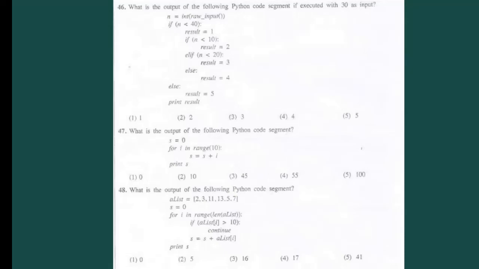Next one. What is the output of the following Python code segment? What happens when you run this code? S equals 0, for i in range 10, S becomes S plus i. That's it. Adding numbers from 0 to 9, not 10. Now, how to get the summation of 0, 1, 2, 3, all the numbers up to 9? We can easily get that.